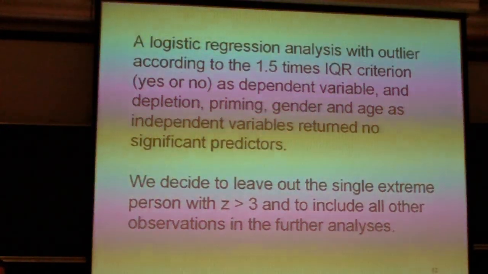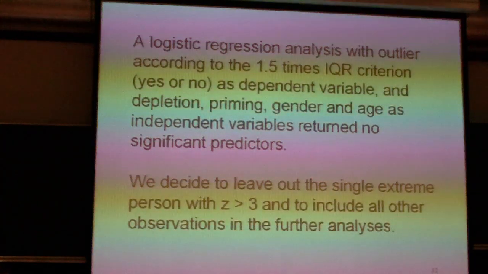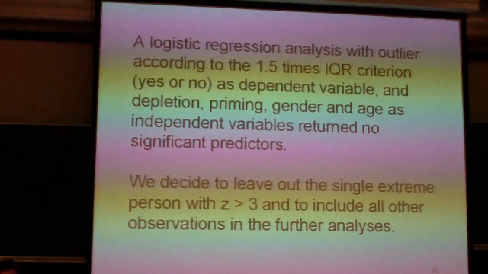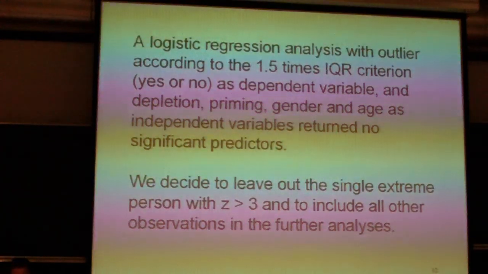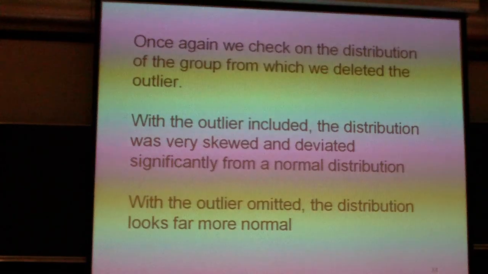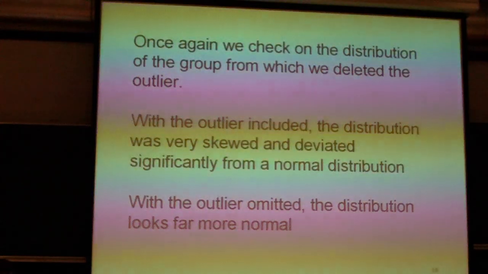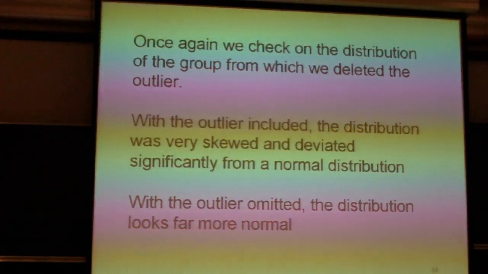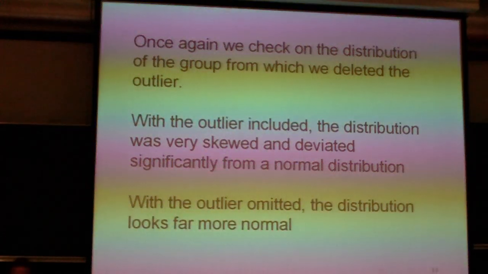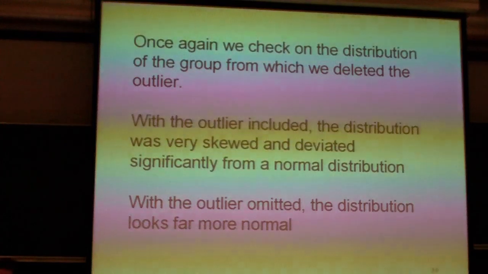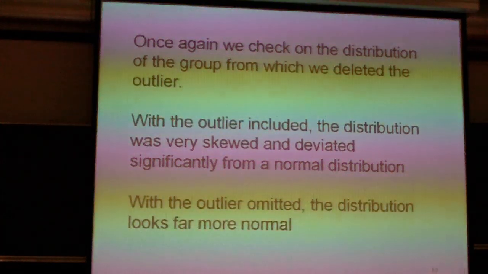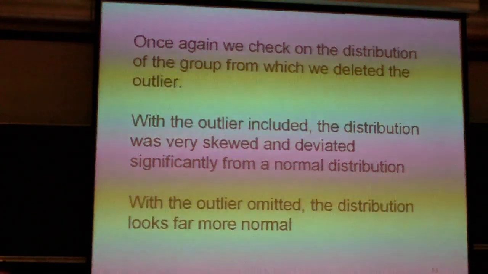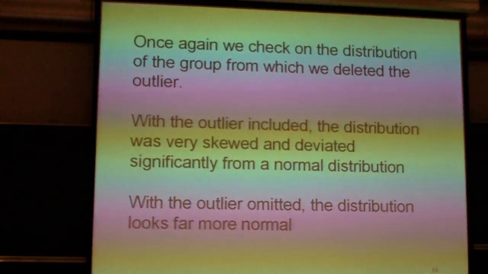Now, we decide to leave out the single extreme person with the absolute z-score larger than 3, and we include all the other observations in the further analysis. Once again, we checked the distribution of the group from which we deleted the outlier. With the outlier included, the distribution was very skewed and deviated significantly from a normal distribution. However, with the outlier omitted, the distribution looks far more normal.